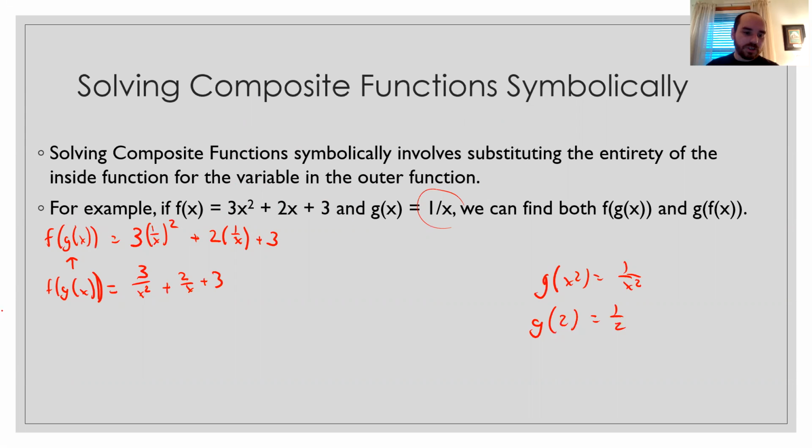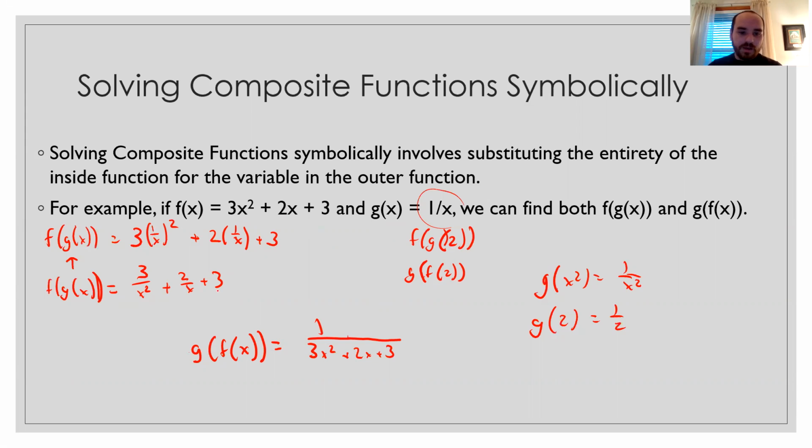So then if we want to do g of f of x, we're going to start by using the function of g. So we have 1 over, and then since we have an x, we're going to plug in all of f of x, which in this case is 3x squared plus 2x plus 3. Now, one of the things I want you to notice right now is that these are going to give you very different terms. For instance, if we solve f of g of 2, and if we compare that to g of f of 2, these are going to be very, very different answers.